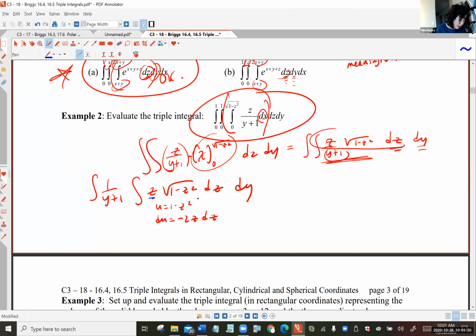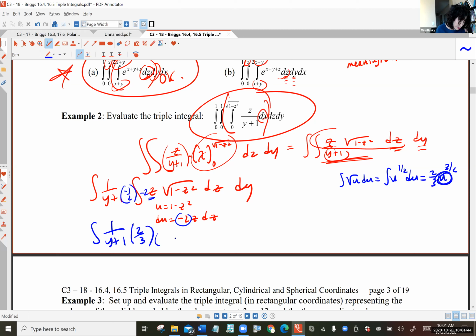So good news, I do already have a z. I just wish I had a -2, and I'll put a -2 as long as I put a factor of -0.5 in the front. And then you know the drill, the square root of u du is easy to find the integral of, because that's going to be 2/3 u to the 3/2. And then put your u back in, people. So I'll still have the 1 over y plus 1 as a constant multiple. Then I'm going to have 2/3. Then I'm going to have 1 minus z squared to the 3/2 power. And I'm going to evaluate between the limits of 0 and 1.